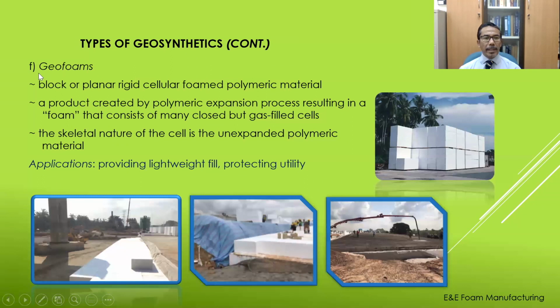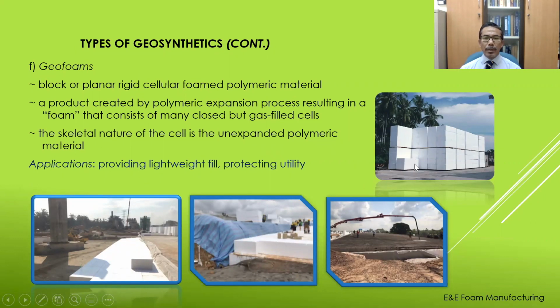The sixth type is what we call geofoams. So geofoam is produced in terms of blocks. So it's a block of planar rigid cellular foam polymeric materials. So the application here is to provide lightweight fill, and it can be used to protect utility. So this photo shows blocks of geofoam. The dimension can be varied depending upon the request from the clients.